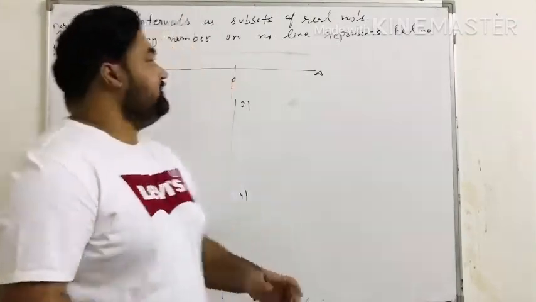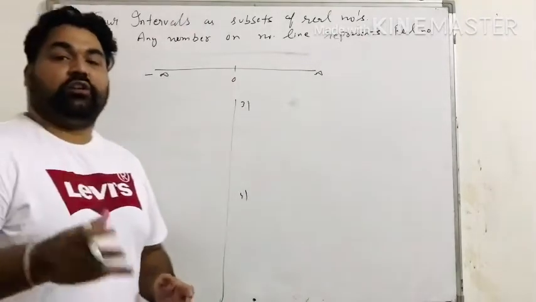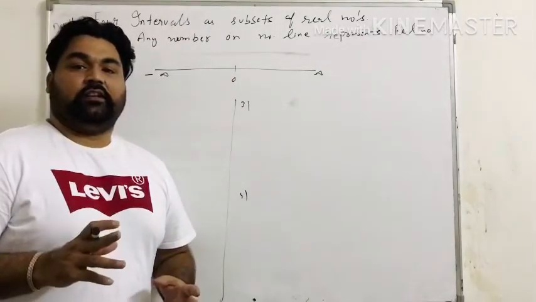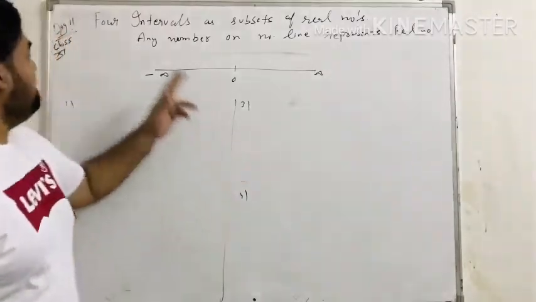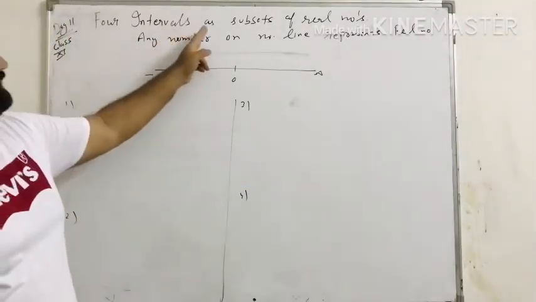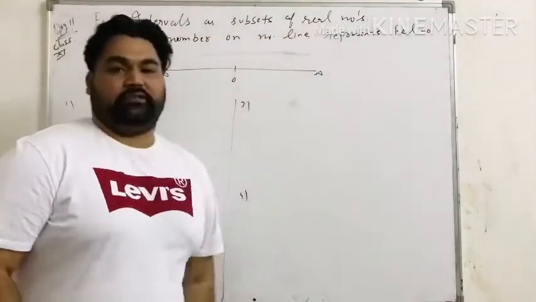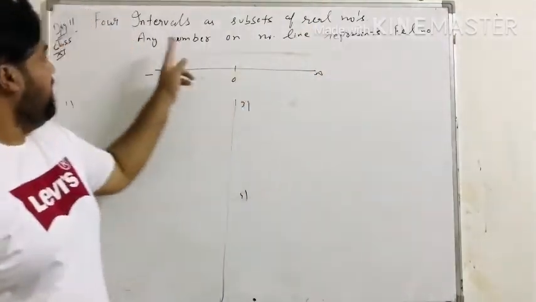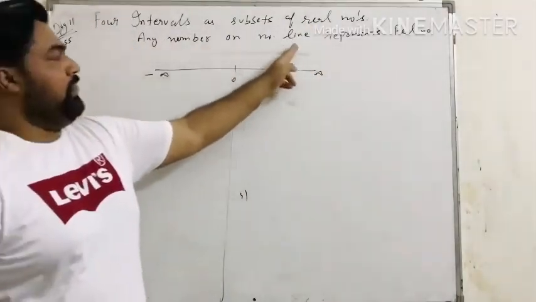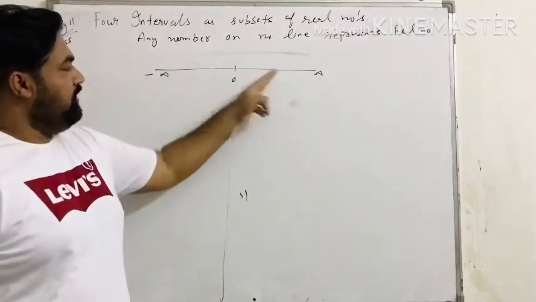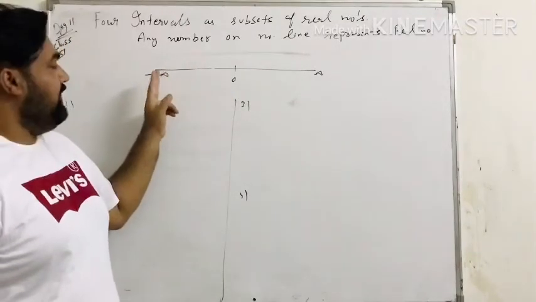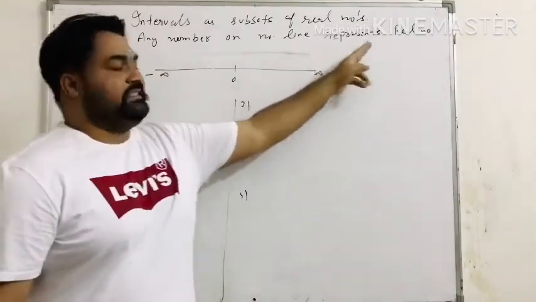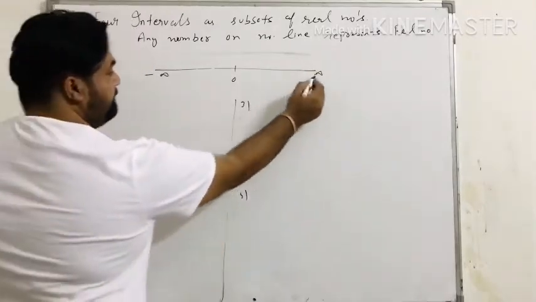Today's topic is the representation of intervals in set form. So basically, four intervals as a subset of real numbers. Now what are the real numbers? Any number on a number line. Any number on a number line between minus infinity to infinity represents a real number.